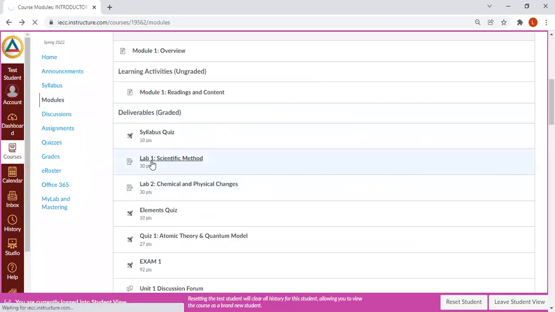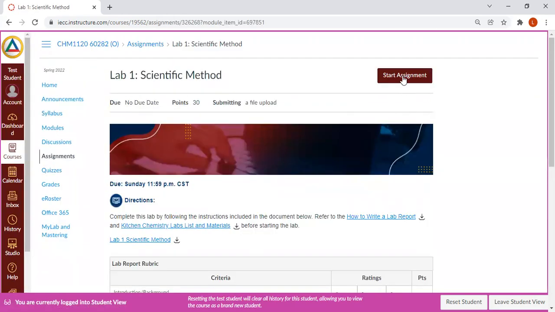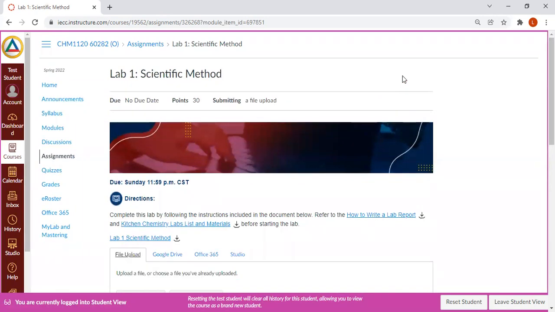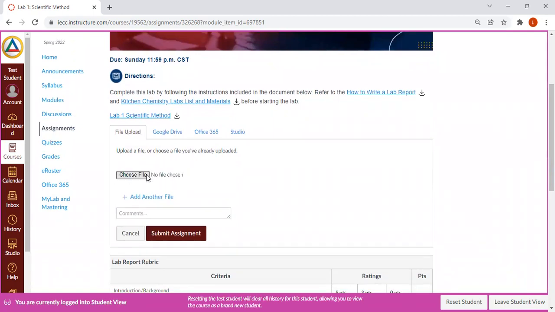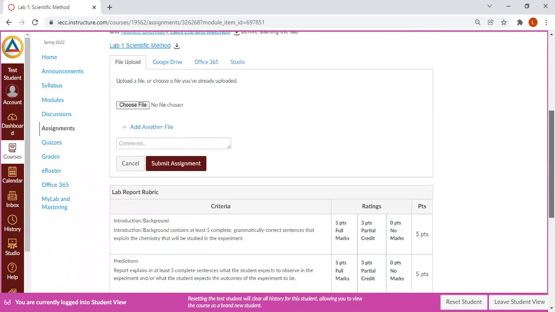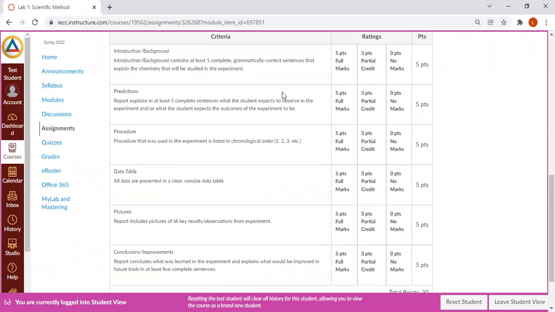Go to Lab 1. When you're ready to submit it, hit Start Assignment, and it'll take you to a page where you upload your file. So you just click, choose your file, hit Submit, and it'll submit it for grading. All right. And again, this is the rubric that I'm going to be looking for. So I just check. So make it easy for me, man. If you want a good grade, these are the things that are going to give you a good grade.